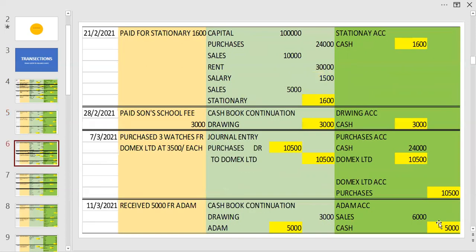Next one, paid for stationery 1,600. Since cash is going out, cash account credit 1,600, stationery account debit 1,600.